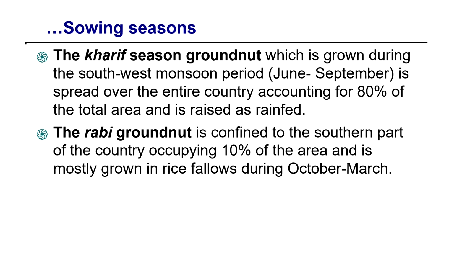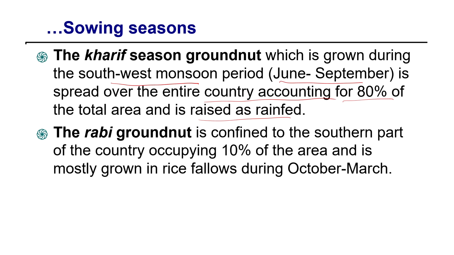The Kharif season groundnut, which is grown during the southwest monsoon period, June to September or say up to October, is spread over the entire country, accounting for 80% of the total area and is raised as rain-fed. So most of the groundnut in India is grown in Kharif season. You can say 80% area is occupied during Kharif season, and it is mostly rain-fed. Because of rainfall, there is no need for irrigation.